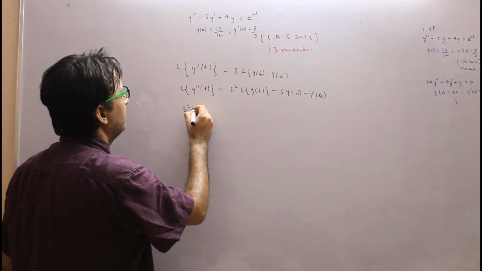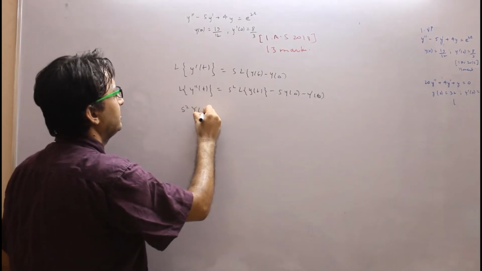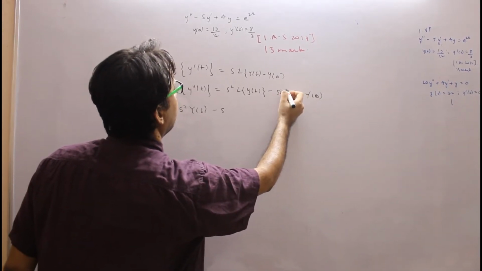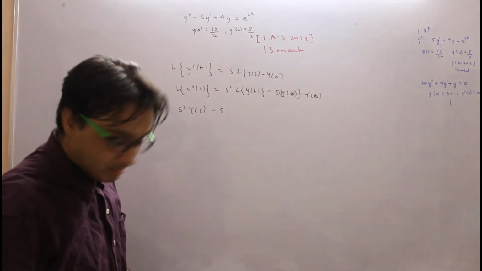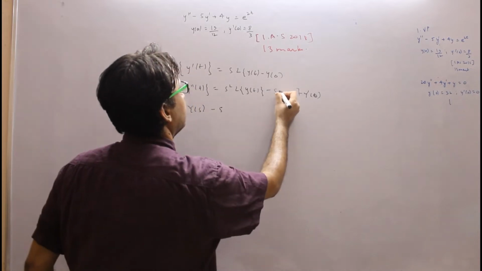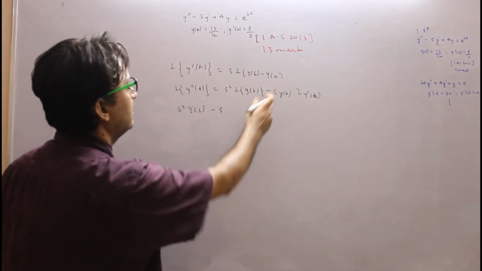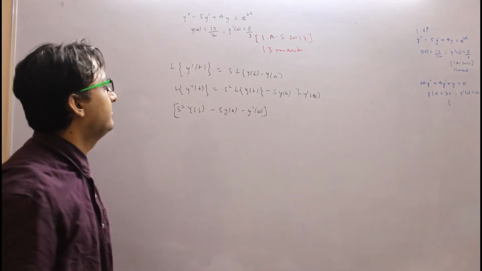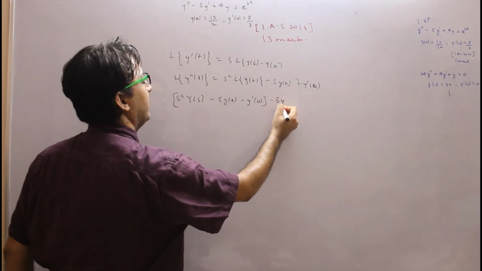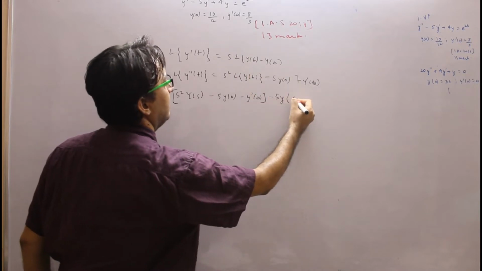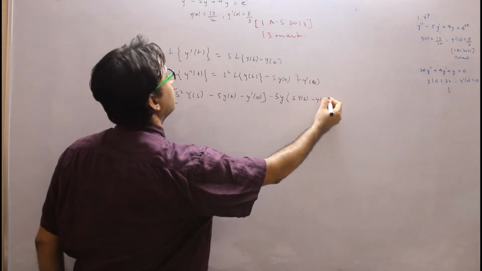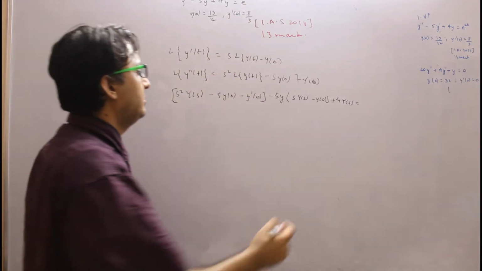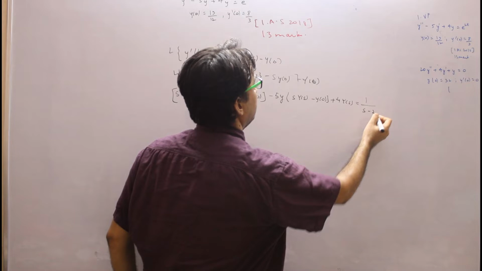What it will be, s square, and what is the Laplace transform of y'(t)? That is s Y(s) minus y(0)... So what is it, s y(0) minus y'(0). Okay, and what is the value over here, minus 5y. So this can be written as Laplace transform of Y(s) minus y(0) plus 4 Y(s) is equal to Laplace transform of e to the power 2t. So what it becomes, 1 by s minus 2.